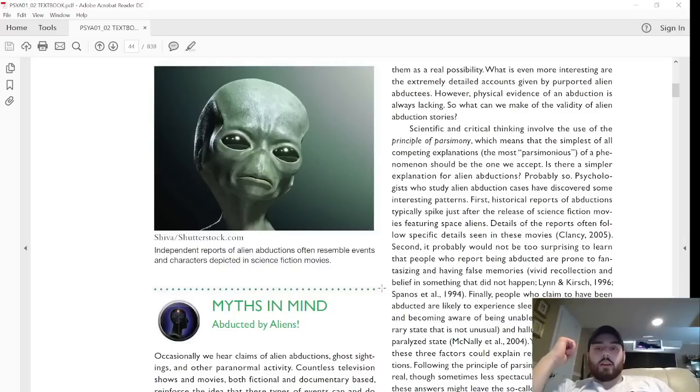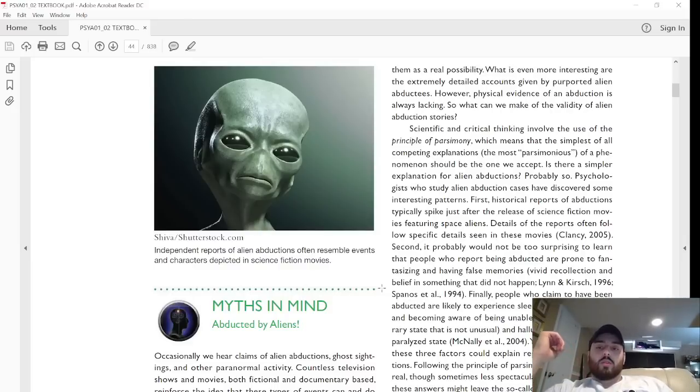And even the principle of parsimony, right? So, scientific and critical thinking involve the use of the principle of parsimony, which means that the simplest of all competing explanations, the most parsimonious of a phenomenon, should be the one we accept. Is there a simpler explanation for alien abductions? Probably so. Psychologists who study alien abduction cases have discovered some interesting patterns.